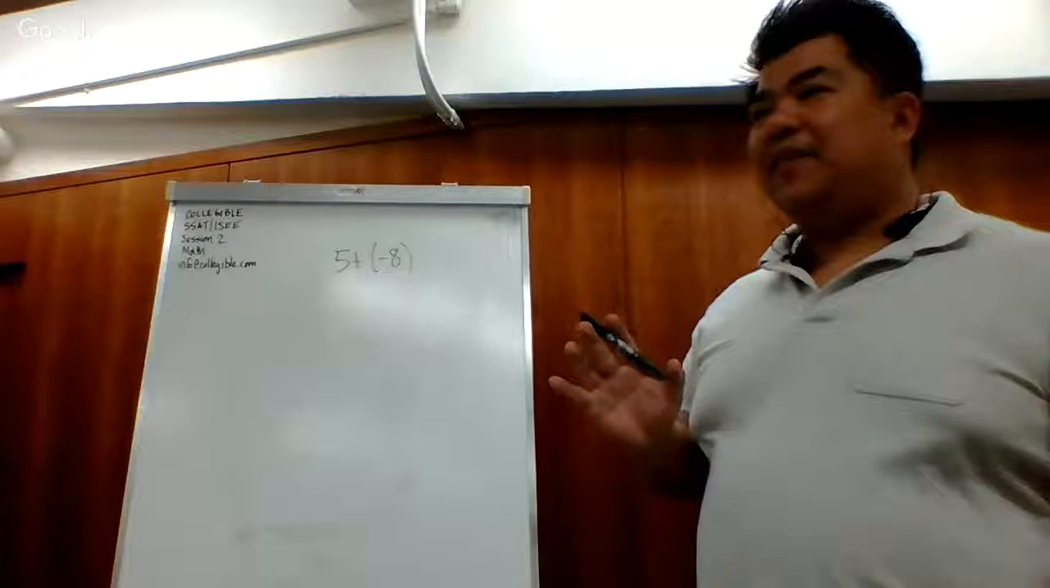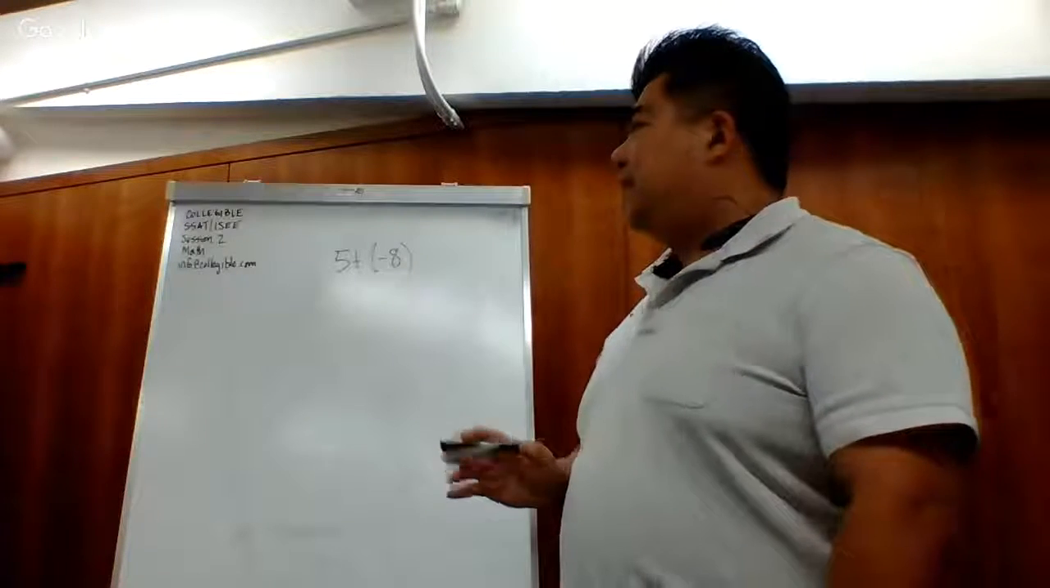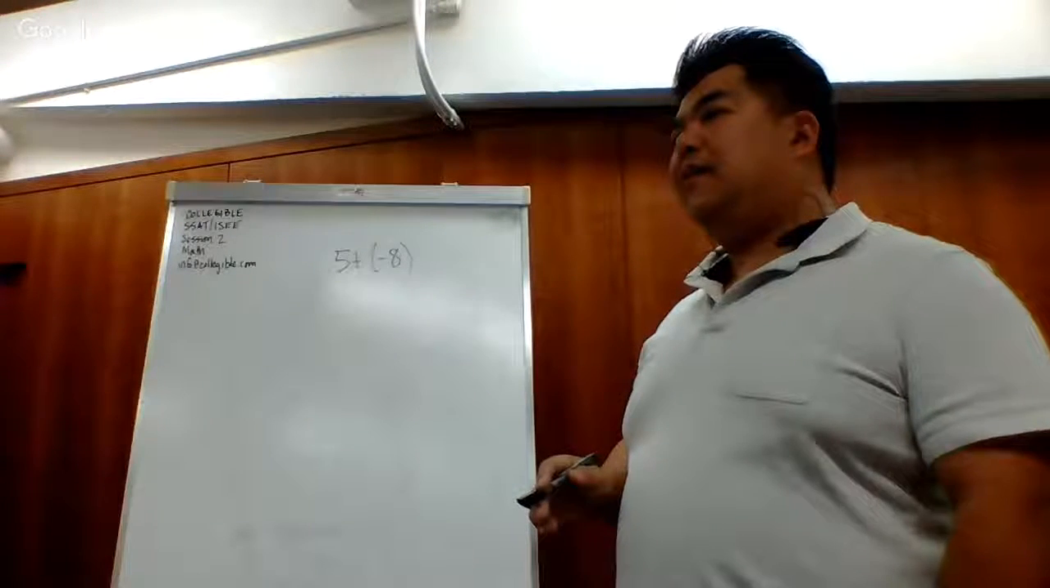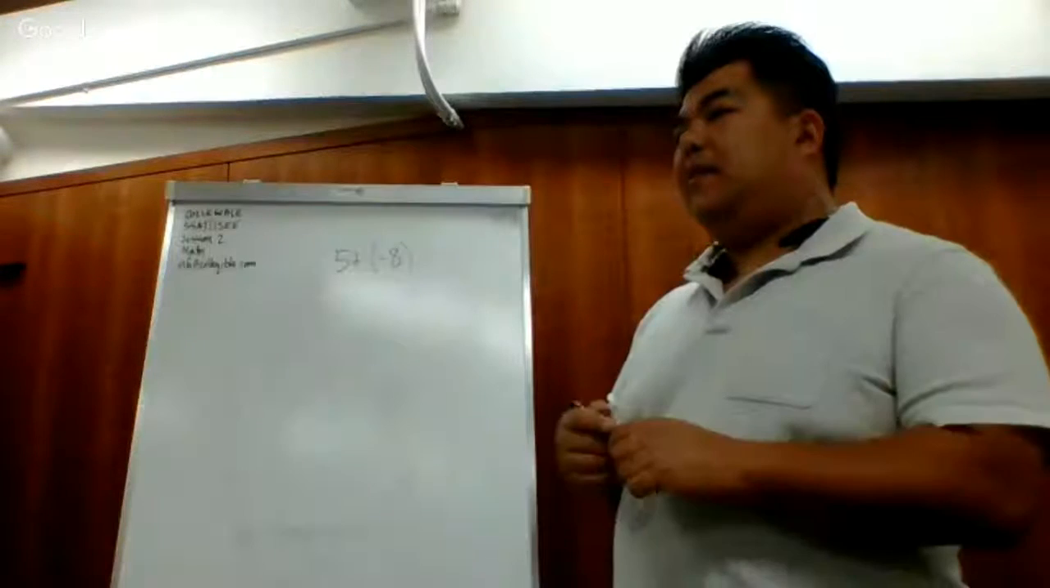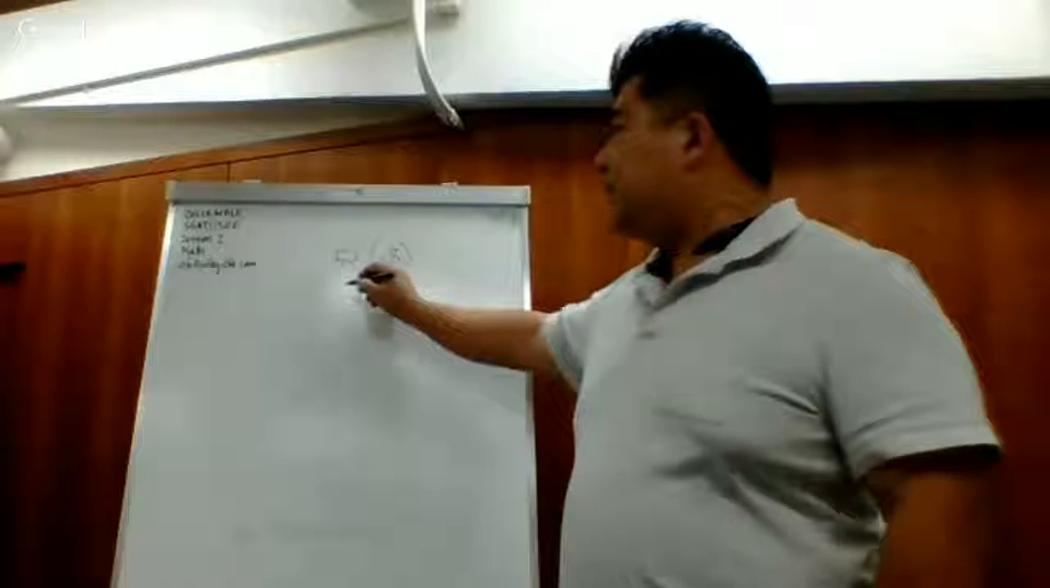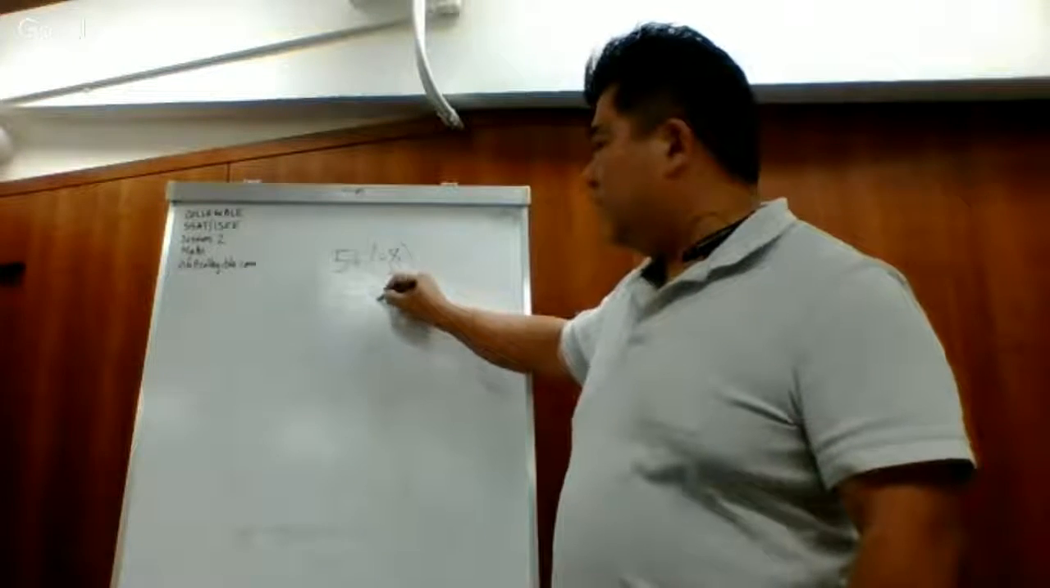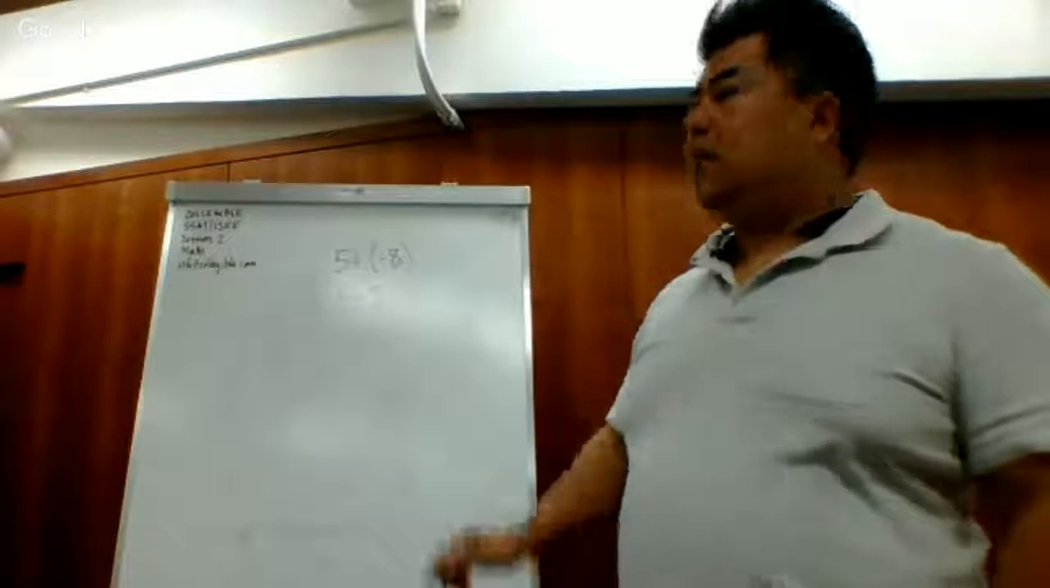Well, I think so 5 plus parentheses minus 8. So minus and plus, so I guess you could say, yeah, you can restate this as 5 minus 8, which equals minus 3, I'm pretty sure.